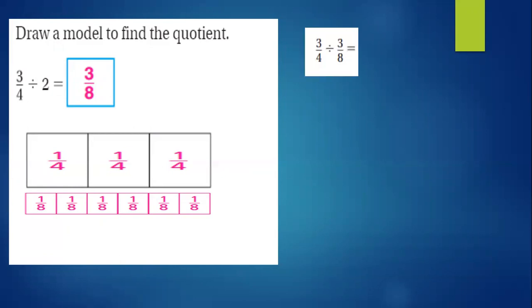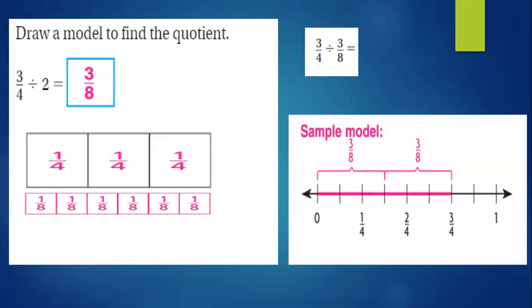Now the next one, 3/4 divided by 3/8. Again, there is a model there. It's a number line. The number line shows 3/4. When you divide by 3/8, how many 3/8s are there in 3/4? You will find there are only 2 of them. 2 3/8s are there in 3/4.